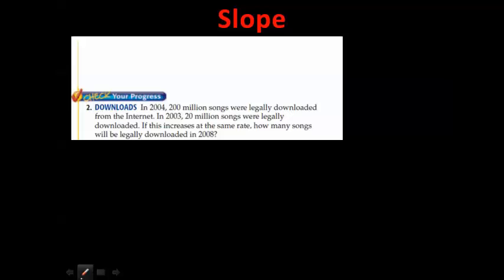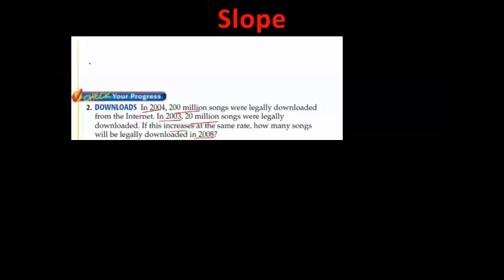Okay, let's look at this problem. What we have here is it says downloads. In 2004, 200 million songs were legally downloaded from the internet. In 2003, 20 million songs were legally downloaded. And it says if it increases at the same rate, how many songs will be legally downloaded in 2008?